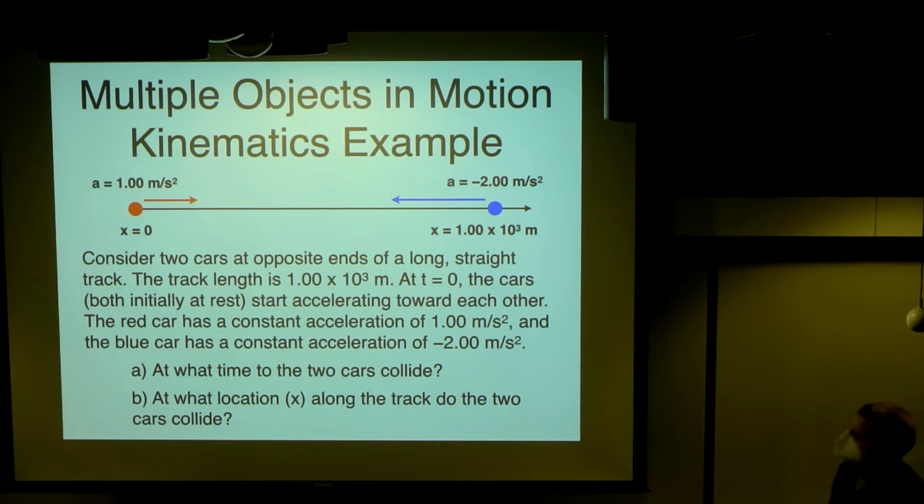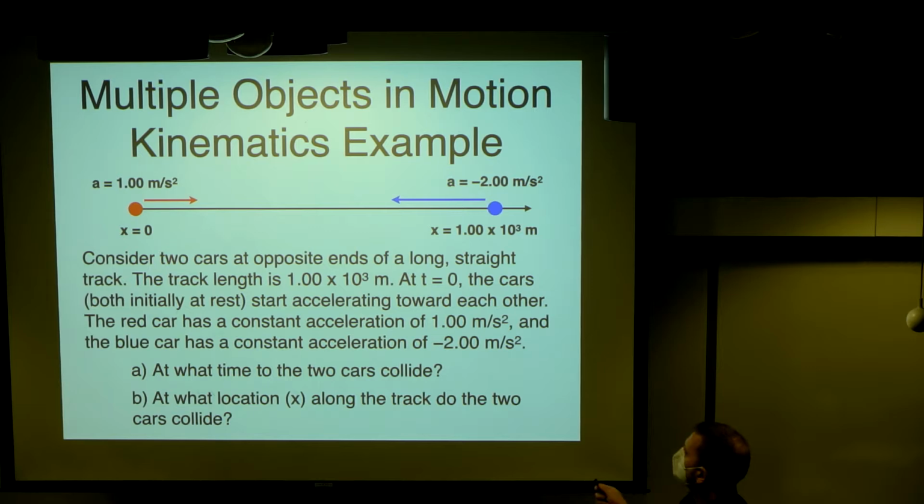So here's what's going on here. We have 2 cars at opposite ends of a long straight track. So we have a red car over here at x equals 0, and we have a blue car over here at x equals 1 times 10 to the 3 meters. So the length of the track is a kilometer, or 10 to the 3 meters. So here's what happens with these 2 cars.